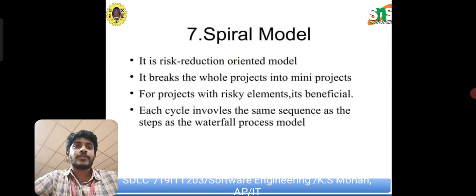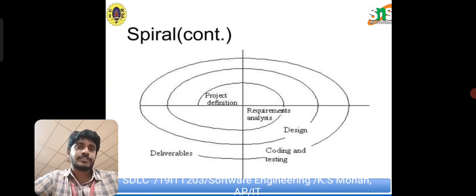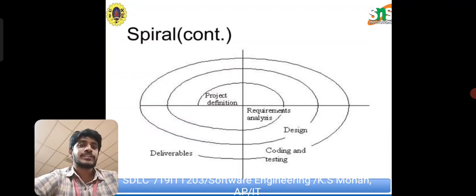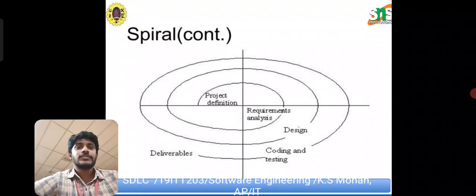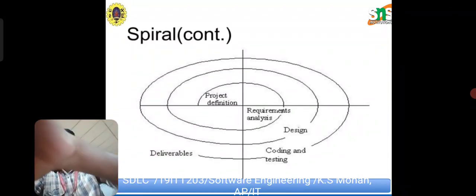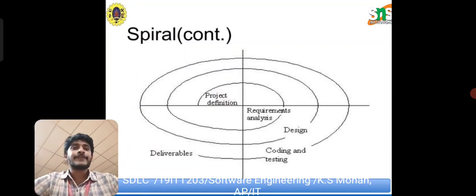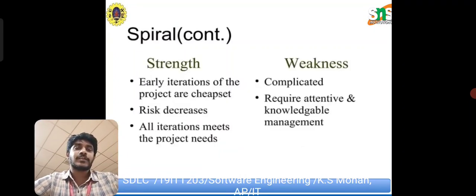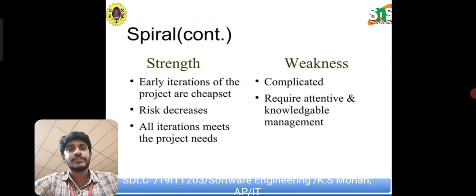Next we have the spiral model, which is a risk-reduction oriented model. It breaks the whole project into mini projects. For projects with risky elements, it is beneficial. In the picture of the spiral model, we see the structure: project definition, requirement analysis, design, coding, testing, deliverables, and other things. These are the major things in the spiral model. It also has strengths and weaknesses. Early iterations of the project are cheapest, while the weakness is that it is complicated and requires attention and knowledgeable management to make sure all items meet the project needs. So the spiral model has both strengths and weaknesses.